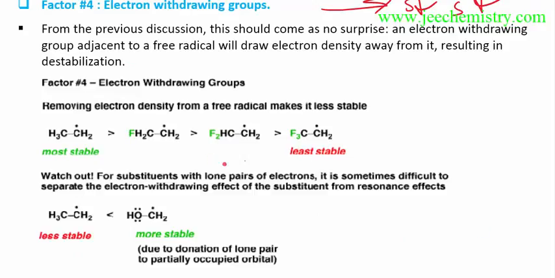Now, electron withdrawing groups. Here we have three electron withdrawing groups, two groups, one group. As the number of electron withdrawing groups increases, they pull more and more electrons toward the nucleus. As the free radical gets closer to the positively charged nucleus, electron deficiency increases, so the stability of this free radical decreases. This has three electronegative atoms, this has two electronegative atoms, one electronegative atom, and CH3 provides a positive inductive effect.